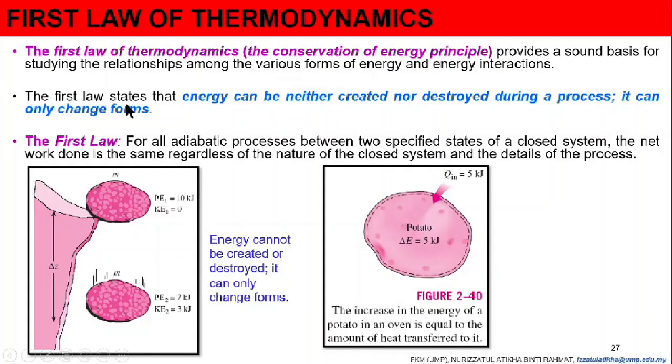The first law states that energy can be neither created nor destroyed during a process, but it can change forms. For all adiabatic processes between two specified states of a closed system, the net work done is the same regardless of the nature of the closed system and the details of the process. You can see two examples here.